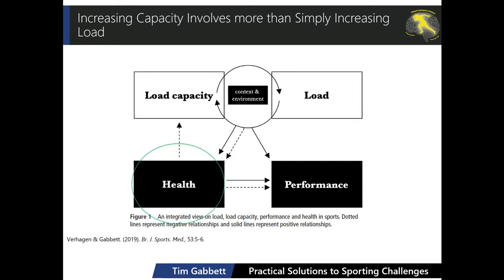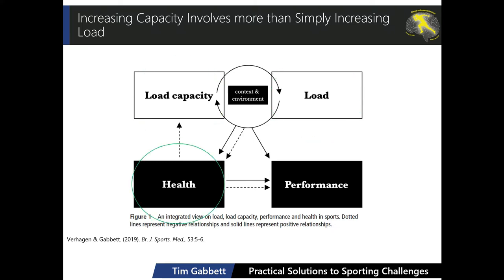An example of this is poor sleep. We know that sleep is a really important component of good health. Even one night of poor sleep, and certainly persistent poor sleep, will impact on our athlete's capacity, which in turn impacts their ability to handle load on that given day.